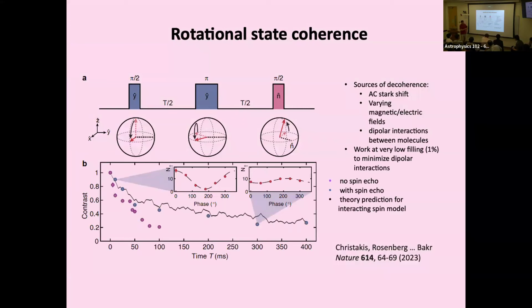And in this particular experiment, we worked at an incredibly low filling of the lattice, 1% deliberately. And what we observe is the coherence time is something like maybe 50 milliseconds without an echo. But then when you add a spin echo to remove the static inhomogeneity due to the trapping light, this decay occurs on the hundreds of milliseconds time scale. And actually, the decay is not due to any of these things I listed here. We can actually do a simulation of this 1% filling. That's the line you see here.